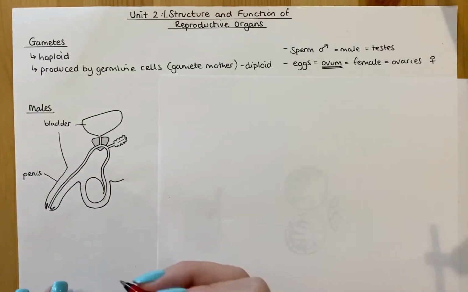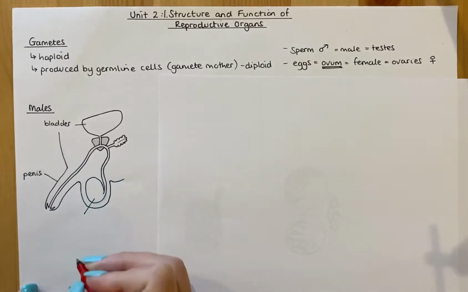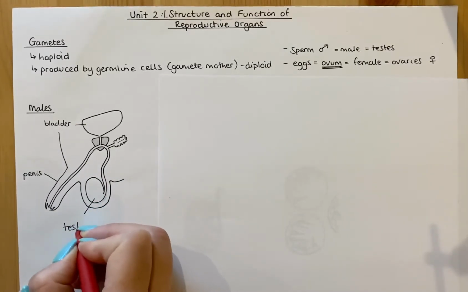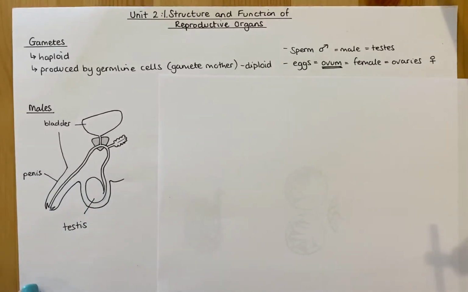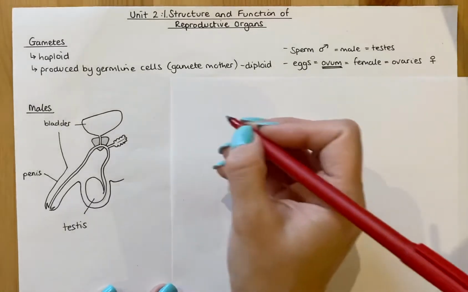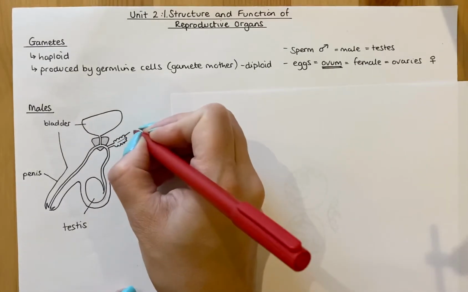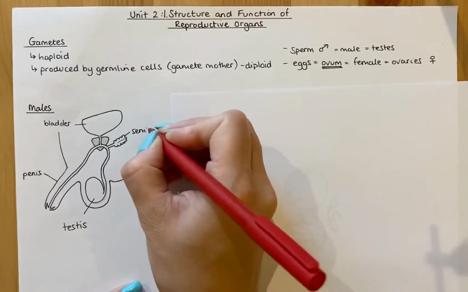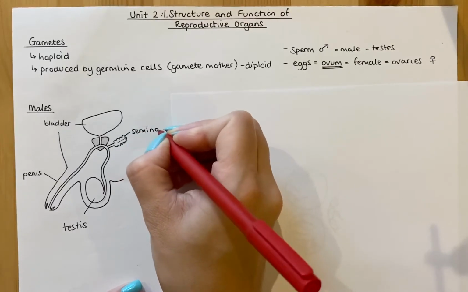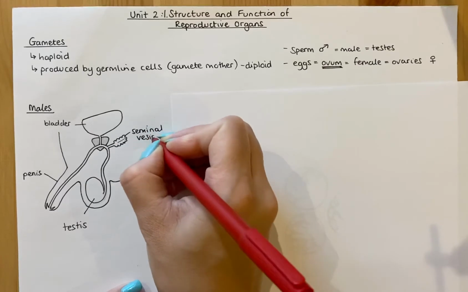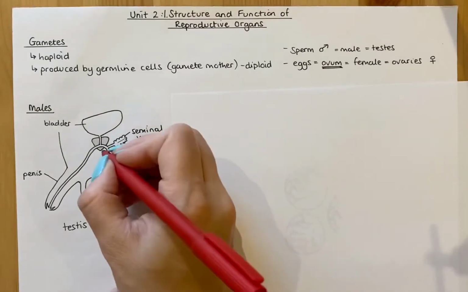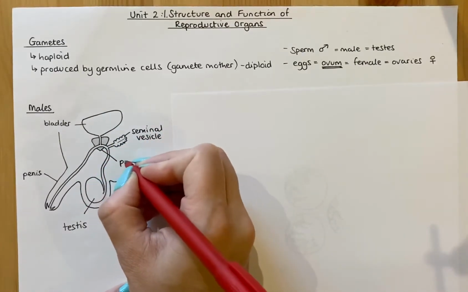So the main structure that you really want to know to be able to label is this one here, which is a testis. Now testis is just a singular word, so it basically means one. So you would have 2 if it was testes. Now the other structure that's shown in this diagram here, this one is what's called the seminal vesicle. And the other one, which is shaded in slightly grey, is what's called the prostate gland.